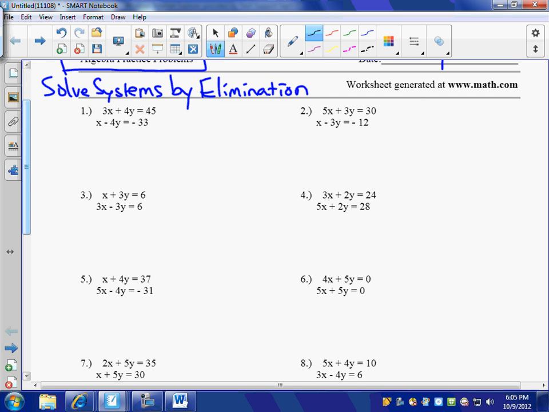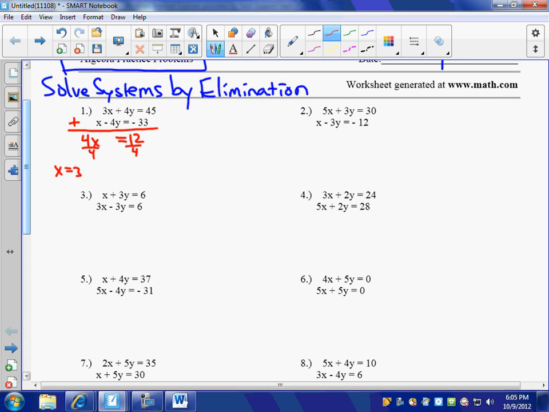Okay? All right. So the first one, you always ask yourself, can you add them? Well, if I add them, the question is, does something cancel? Well, I have 3x plus x is 4x, and then 4y and negative 4y. Do those cancel? Yes. So 4y and negative 4y is 0, and 45 and negative 33 is positive 12. Divide by 4, so x is 3.